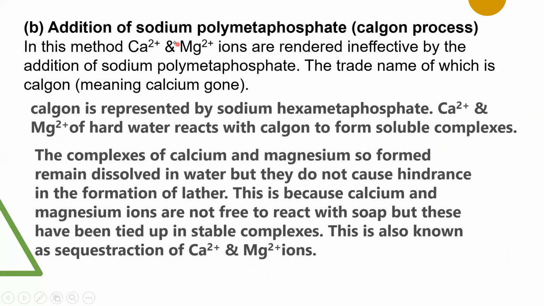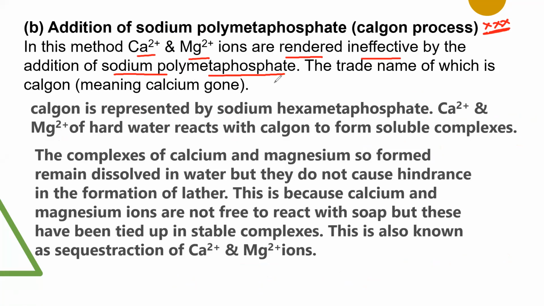Next, Calgon's method, very, very important. This is called Calgon's process. In this method, sodium polymetaphosphate, Calgon, is added. In this method, calcium ions and magnesium ions are rendered ineffective by the addition of sodium polymetaphosphate.